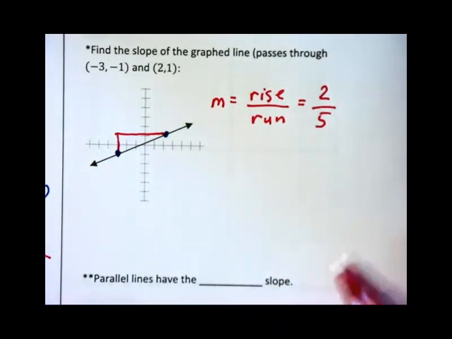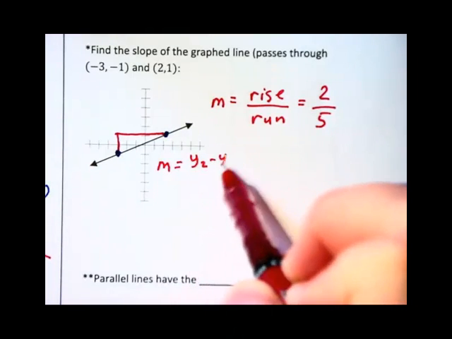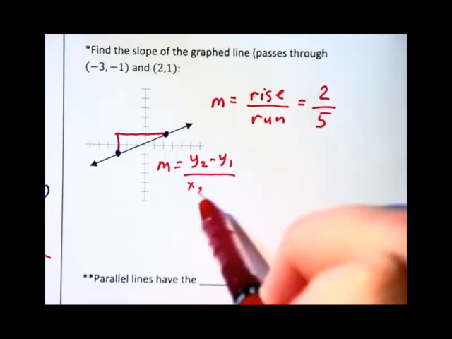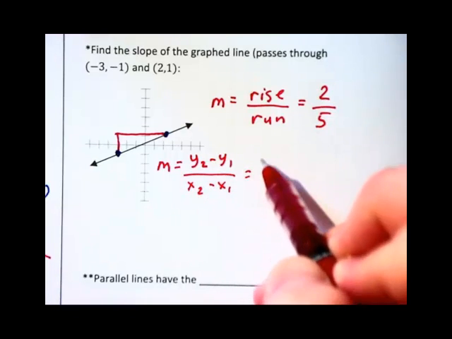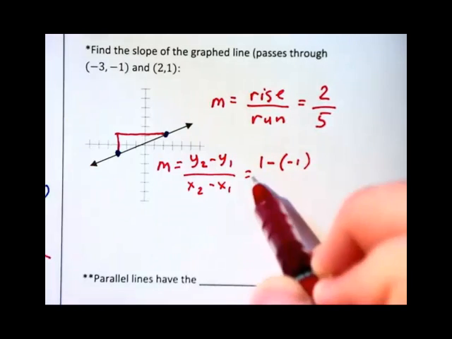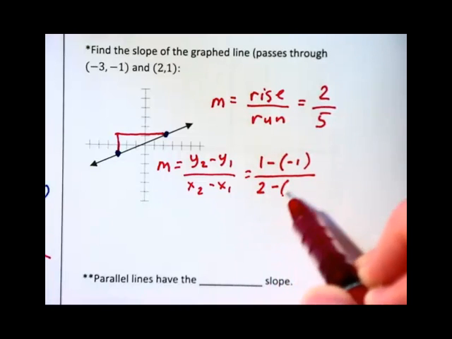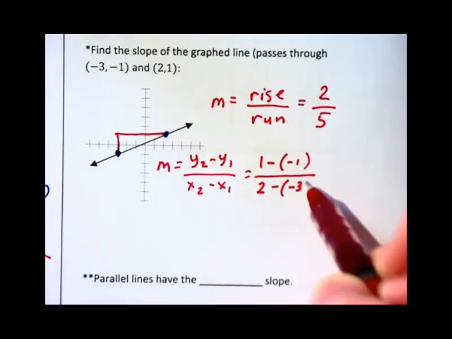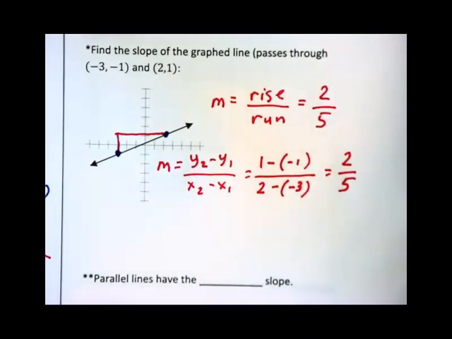If you wanted to use the slope formula, m equals the difference of the y's divided by the difference of the x's, you would have second y 1 minus first y negative 1 over second x 2 minus the first one, which is negative 3, and that gives you again 2 over 5. So it's consistent whichever method you want to go with.